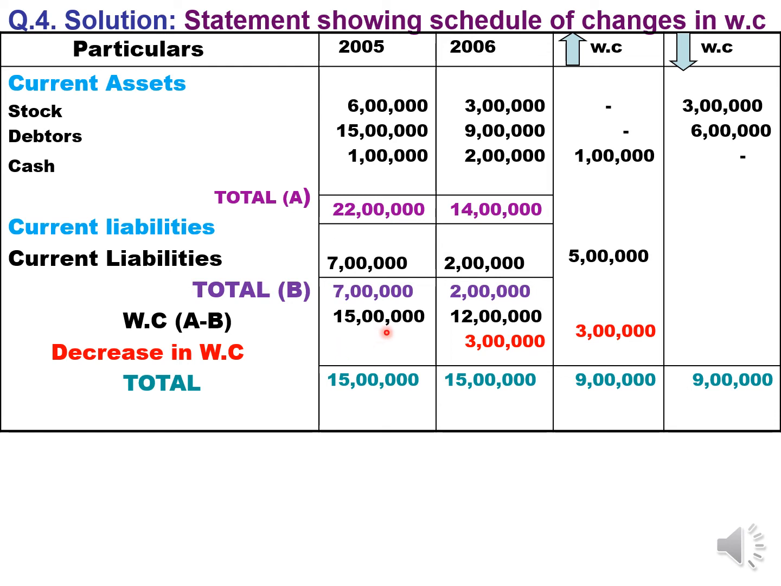Then working capital of last year 15 lakh, of current year 12 lakh. So last year it's 15 lakh, current year it's 12 lakh. So working capital, there is a decrease of 3 lakh. So it's simple, already we have done many problems on this, so I didn't go much deep.